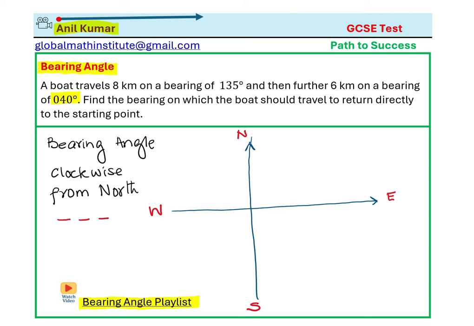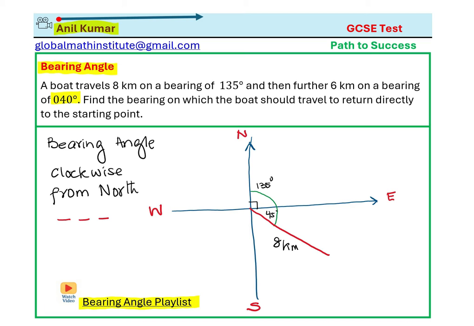Boat travels 8 kilometers on a bearing of 135. So that means clockwise we'll go 135. So 90 plus 45. Let's say this is 8 kilometers for us. That is 90 and this is 45. This makes 135 degrees from north clockwise. So that is the bearing.